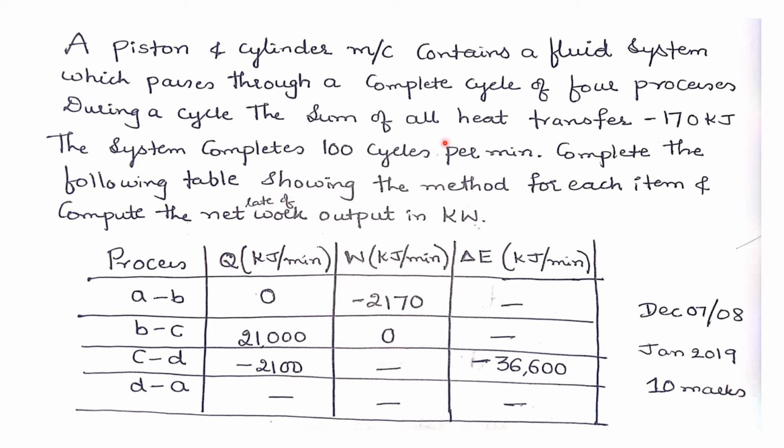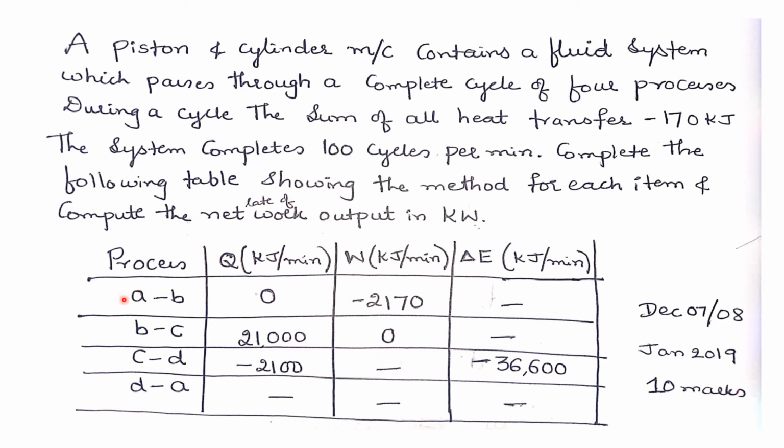Complete the following table showing the method for each item and compute the net rate of work output in kilowatt. This table is already given in the problem. This question has been asked twice, in December 2008 and January 2019, for 10 marks.